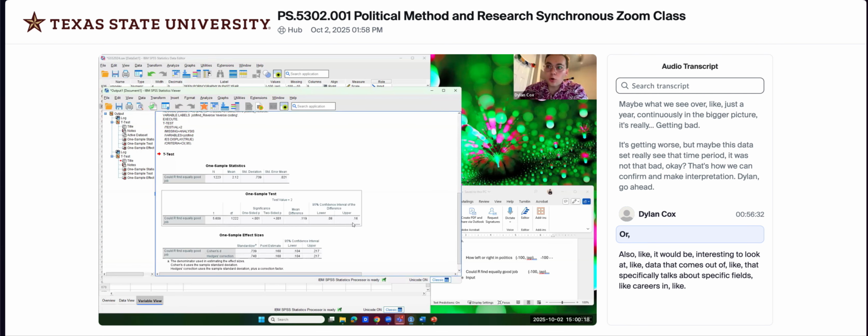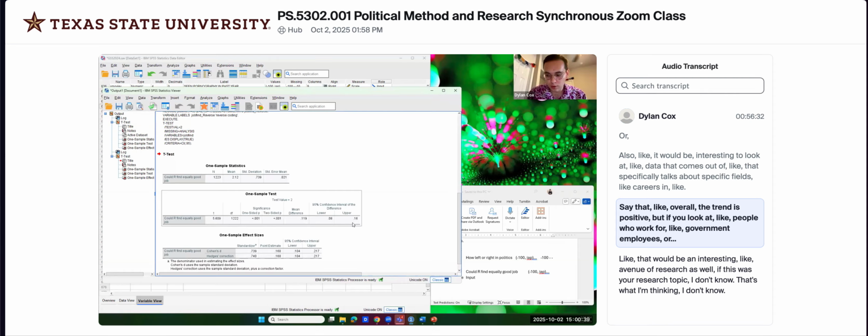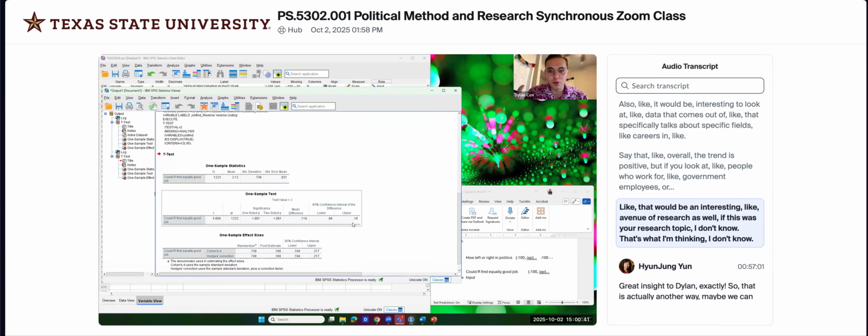Dylan, go ahead. Or also, it would be interesting to look at data that specifically talks about specific fields, like careers, and say that overall the trend is positive. But if you look at people who work as government employees, that would be an interesting avenue of research as well, if this was your research topic. I don't know. That's what I'm thinking.